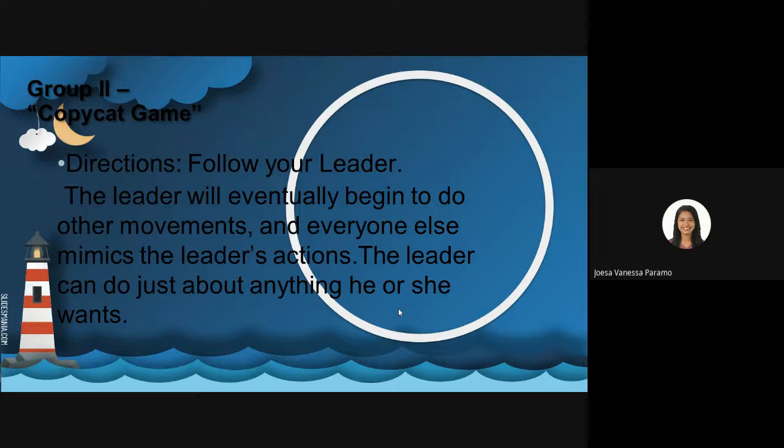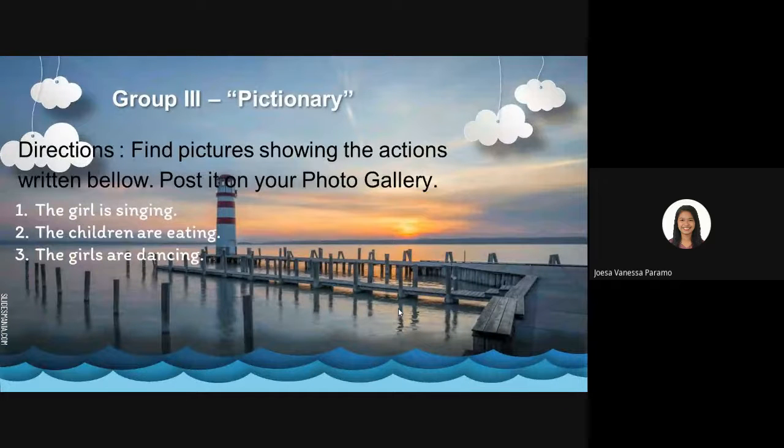Okay, based on the work of group two, what are the actions they have done? Walking, standing, sitting, very good. Did they follow their leader correctly? Okay, very good. In group three, Pictionary. Directions: find pictures showing the actions written below. Post it on your photo gallery.